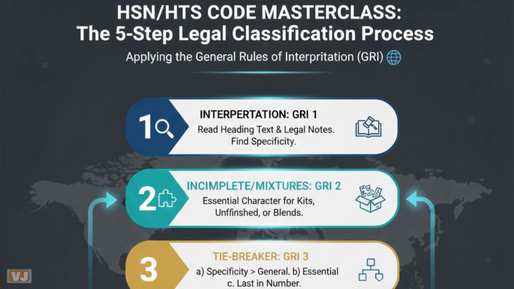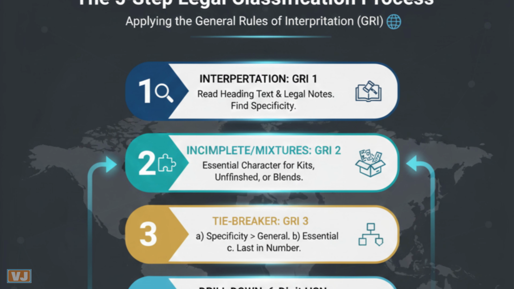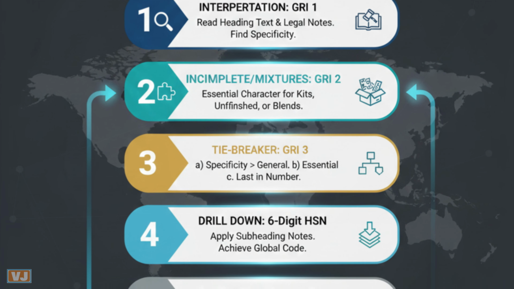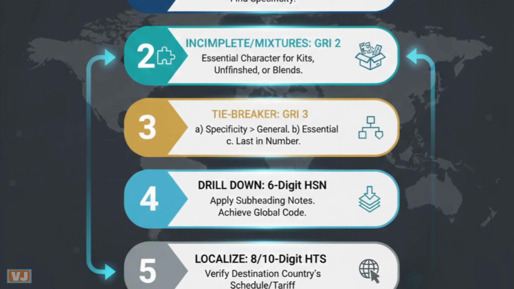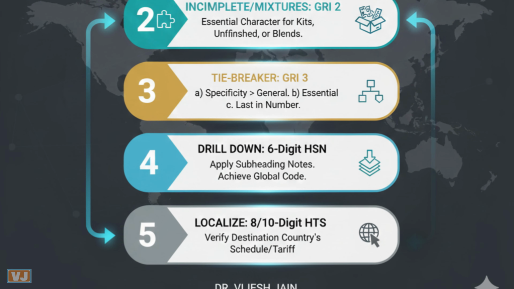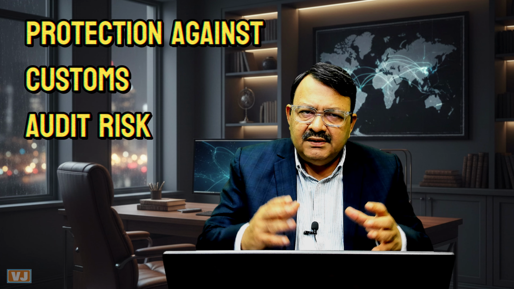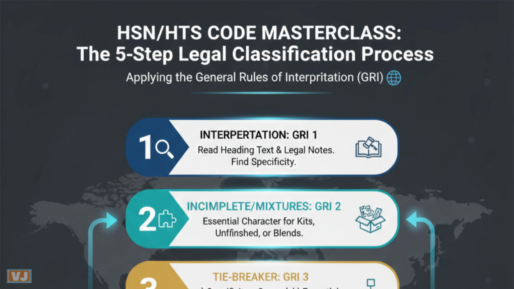Today, in this particular masterclass, I'm giving you the 5-step legal process to classify any product correctly using the internationally mandated General Rules of Interpretation, GRI. The knowledge is not optional. It is your ultimate protection against customs audit risk. Let us understand the foundation, that is the GRI, the General Rules of Interpretation.